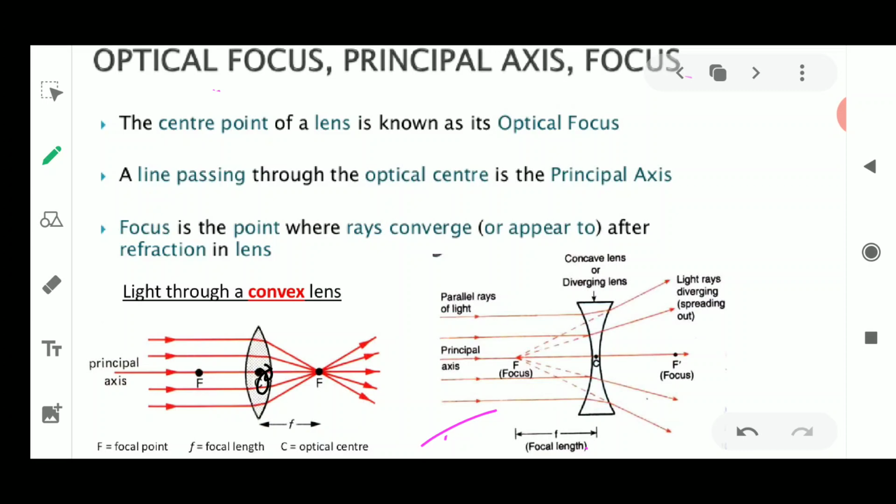Fine. As we have already seen in the reflection part, where we saw the ray diagrams, similarly here also we'll see the positions of the object, which will help you draw the ray diagrams. Before that, I'll explain all the rules in the next class.